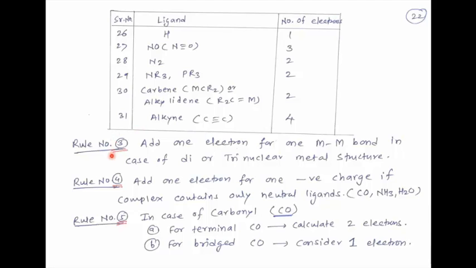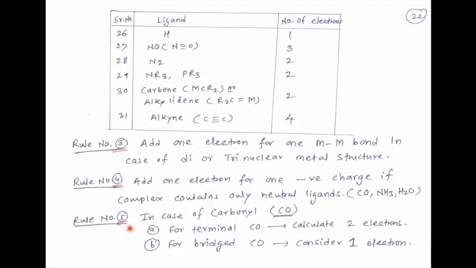Rule number 3. Add 1 electron for 1 metal-metal bond in the case of di or trinuclear metal structures. That is, if there is the presence of 1 metal-metal bond. Rule number 4. Add 1 electron for 1 negative charge if the complex contains only neutral ligands like carbonyl, ammonia and water molecule.